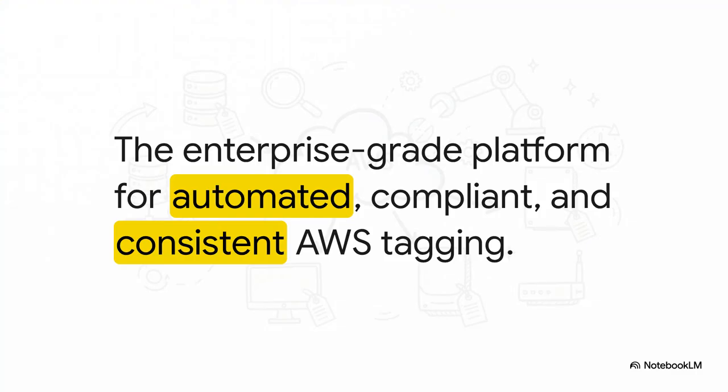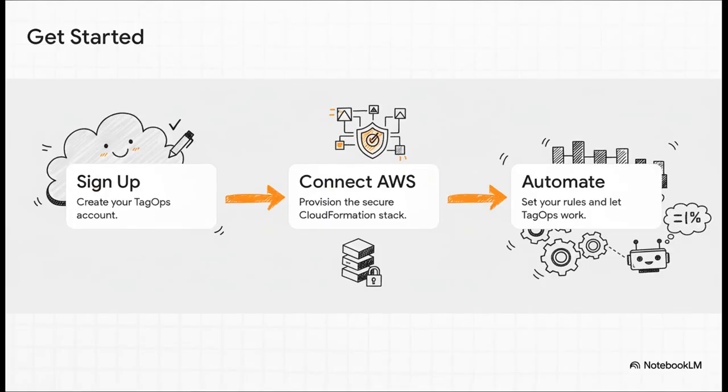And this is it, TagOps. It's an enterprise-grade platform that was designed for one thing and one thing only, to automate compliant and consistent tagging across your entire AWS infrastructure. It works even if you're juggling dozens of accounts and regions, and it's really built to get rid of manual tagging work for good. Getting started is designed to be super straightforward.